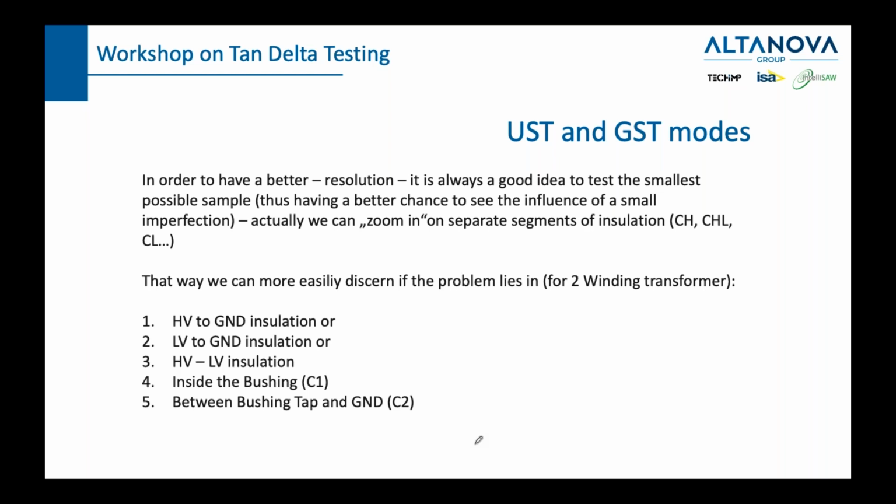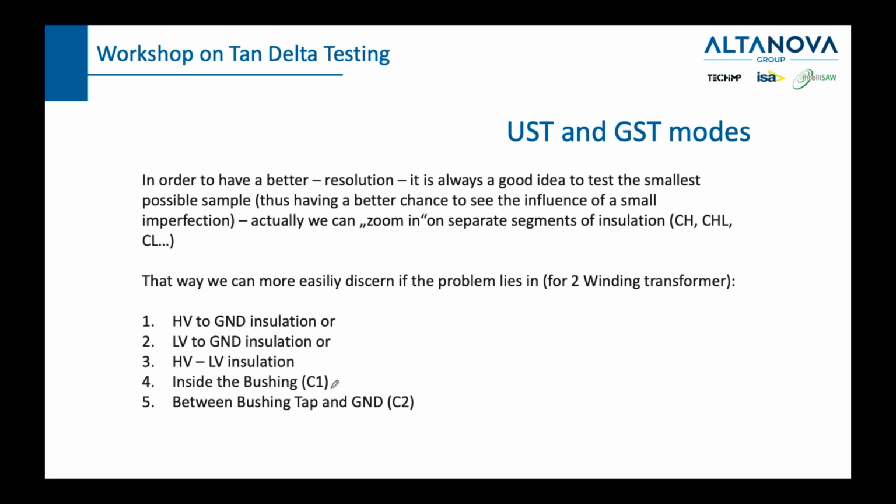So, in order to have a better resolution, it is always a good idea to test the smallest possible sample, thus having a better chance to see the influence of a small imperfection. For example, if we have one part of our insulation which is bad, and we test the whole insulation and get just one number, that one bad point might hide itself in the statistical value because the rest is good. That's why we want to zoom in on different parts in order to make sure that we have good visibility of the problems inside.